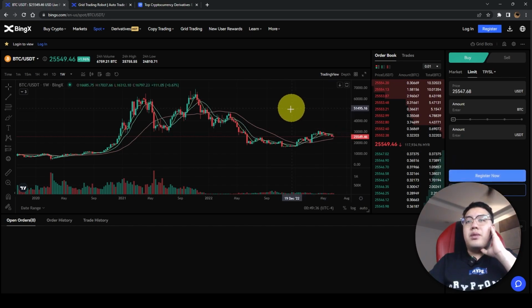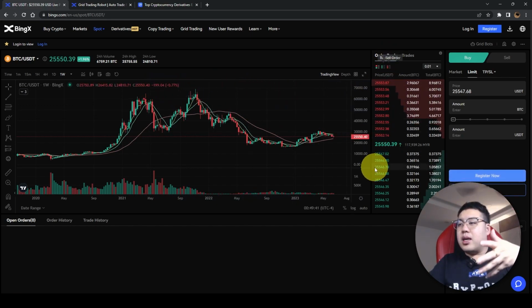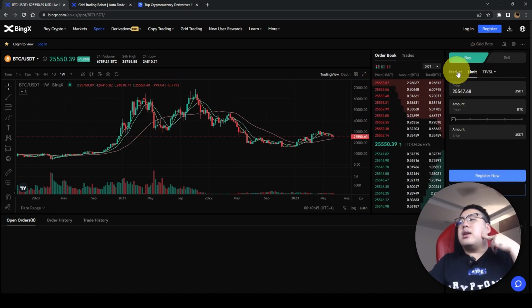Alright, so very simple here. I think the tools here are quite straightforward. The order books are here where you see there are people buying or selling. There are the buying tools here, buying or selling tools here. There's a limit, market, and TP and SL, stuff like that. So if you click on market, right?